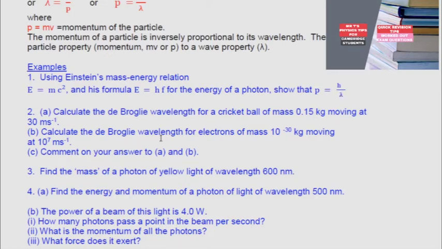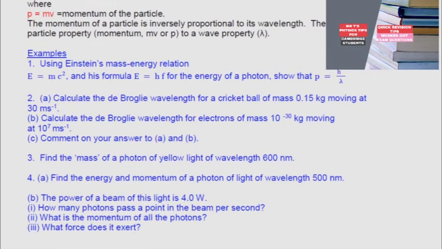B, calculate the de Broglie wavelength for electrons of mass 10 to the power of minus 30 kg moving at 10 to the power of 7 meters per second. Again, you're making lambda the subject of the formula. Here's the mass, mass times velocity gives you the momentum, and then you have Planck's constant, so you make lambda the subject. Comment on your answers to A and B. You should be able to comment on your answers.